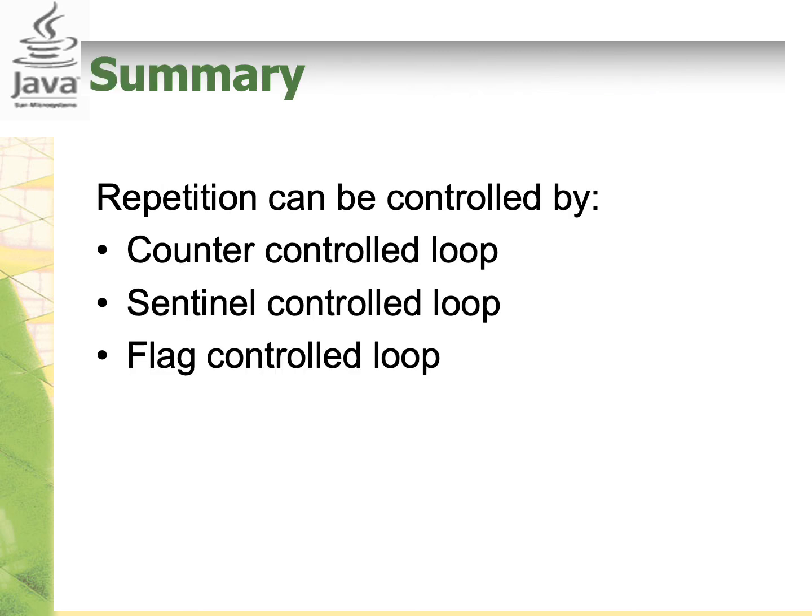To summarize, repetition can be controlled by counter control loop, meaning that when we know how many times we want it to be repeated. We can also use sentinel control loop, where we define one value as the exit value, and we can also use flag control loop, where we use Boolean.